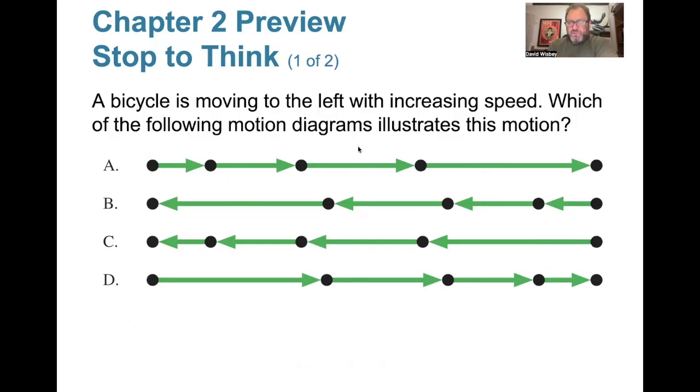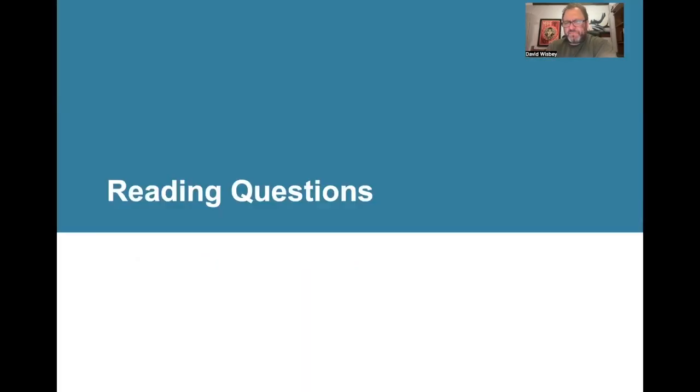Okay. The bicycle is moving to the left with increasing speed. Which of the following motion diagrams illustrates this motion? Well, not the ones pointing to the right. Not those ones because we said it's going to the left. So there's only two going to the left, and it says it's increasing. Well, D here, it's going fast, and then the spaces get less and less. That means it's slowing down. It can only be B. Okay, it's going to the left, and it's speeding up.